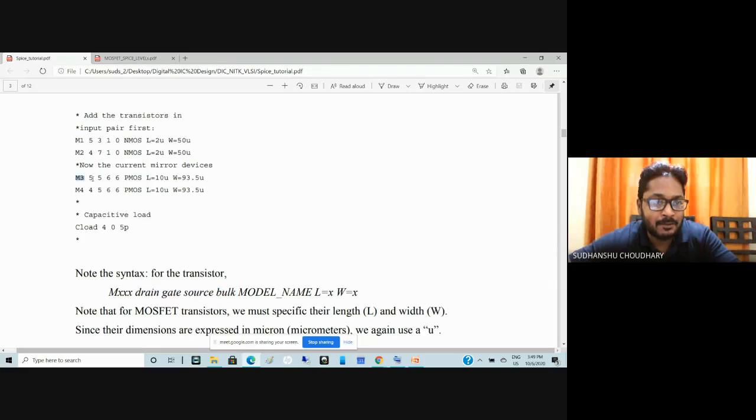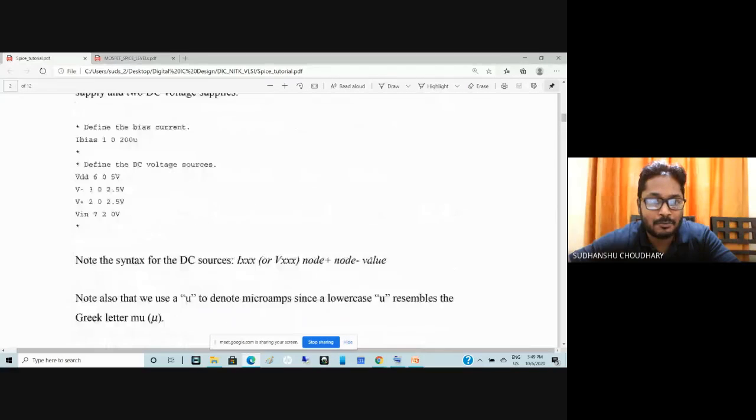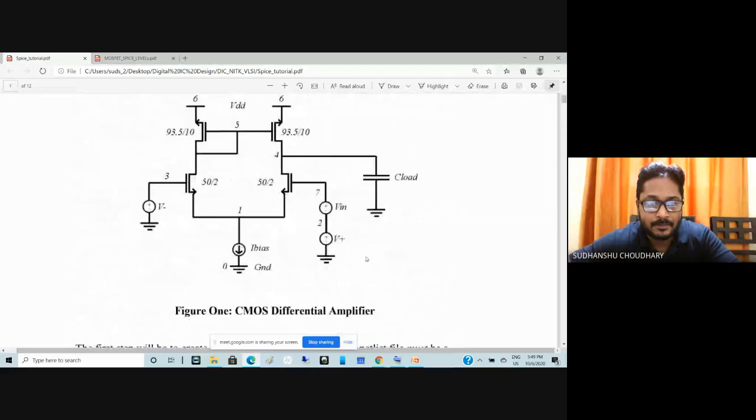So let's say M3 5566. Let us go back here to this circuit. So this is M3, a PMOS, between 5 drain. Where is drain here? Drain is here. 5 gate is again 5. Source is 6 and bulk is also 6. That is, M3 is this transistor, which is connected between drain, gate, source, bulk, that is 5566.